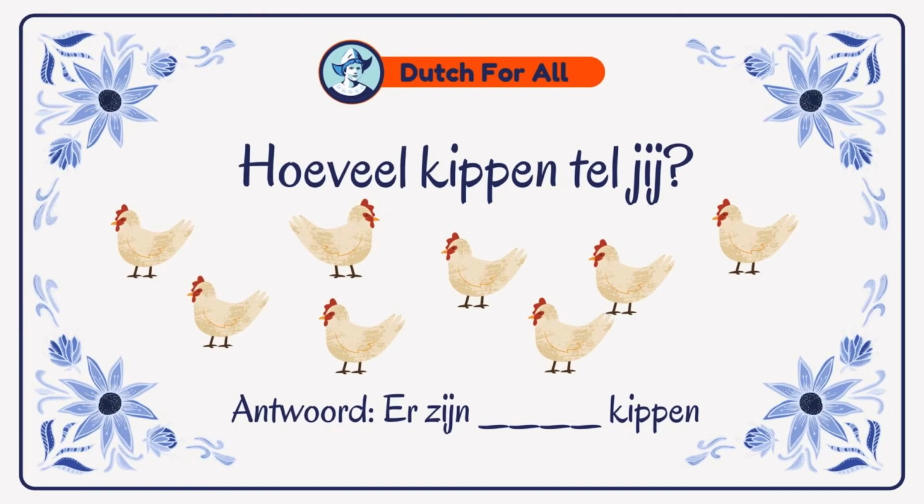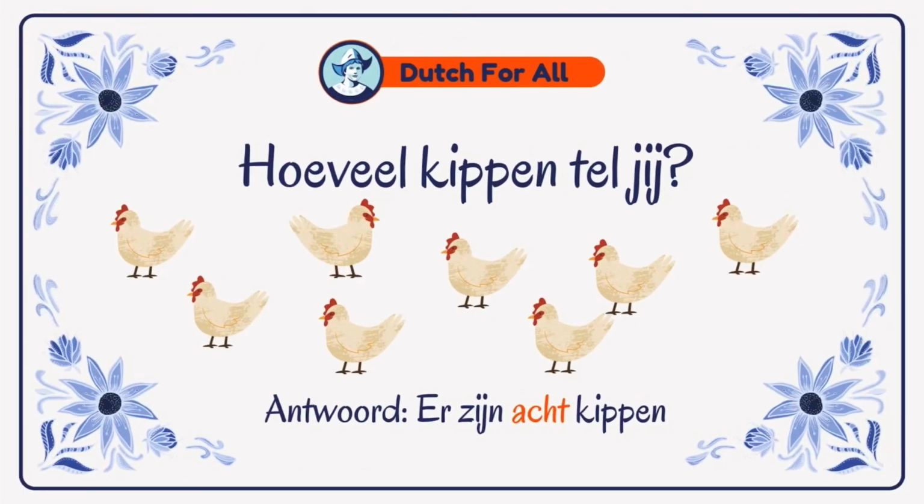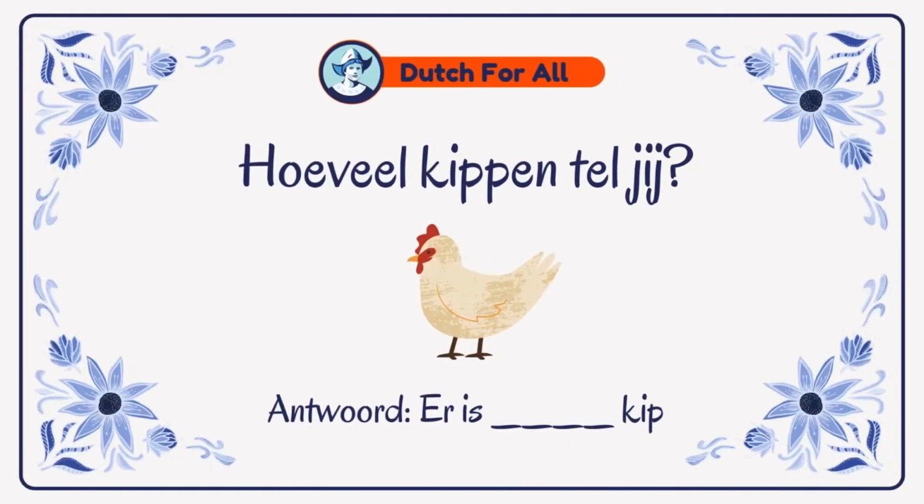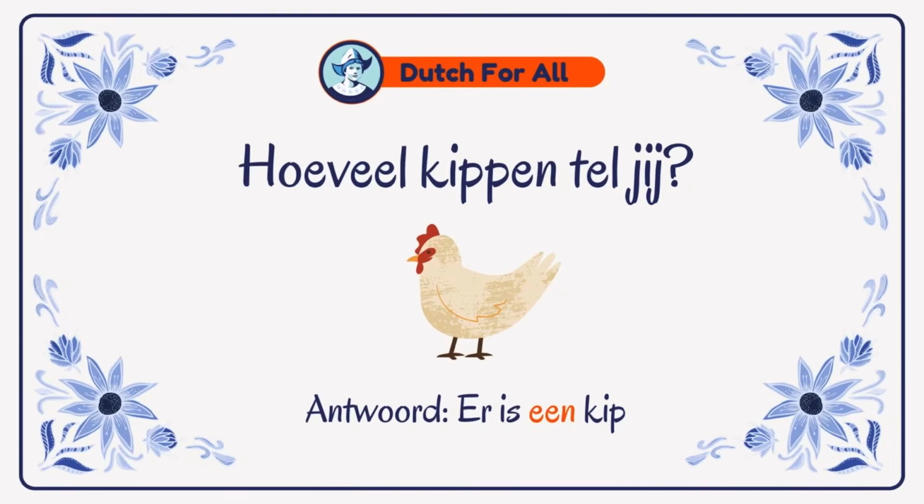Hoeveel kippen tel je hier? Er zijn 8 kippen. 1, 2, 3, 4, 5, 6, 7, 8. Hoeveel kippen tel je hier? Er is 1 kip. So notice that a chicken is kip and multiple chickens is kippen in Dutch.